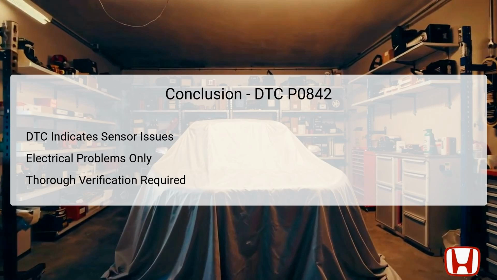In conclusion, the DTC P0842 highlights issues specifically related to electrical circuit malfunctions originating from the transmission fluid pressure sensor or its circuitry. It's crucial to remember that this code does not indicate mechanical problems within the transmission itself. Troubleshooting focuses on verifying the signal, identifying circuit integrity, and confirming proper functionality of the sensor.